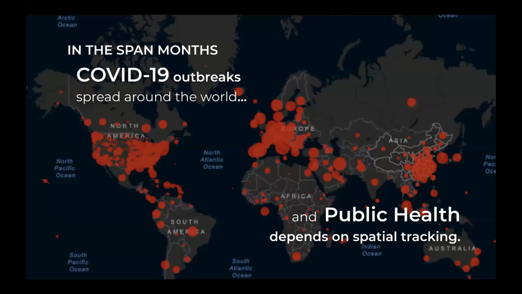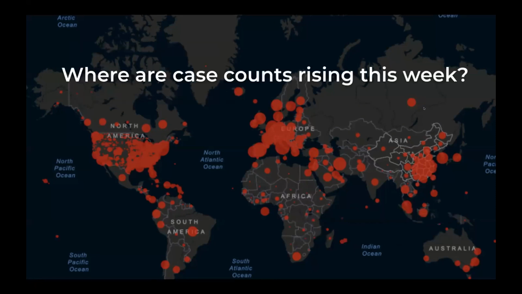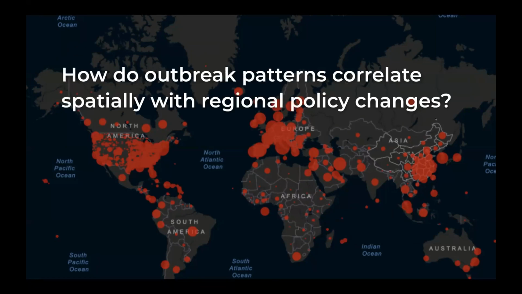So in the span of months, COVID-19 has impacted our world, and public health really depends on spatial data for tracking outbreaks and monitoring the ongoing situation. So one question you might ask is, where are the case counts rising this week? Or how do the outbreak patterns correlate spatially with regional policy changes?